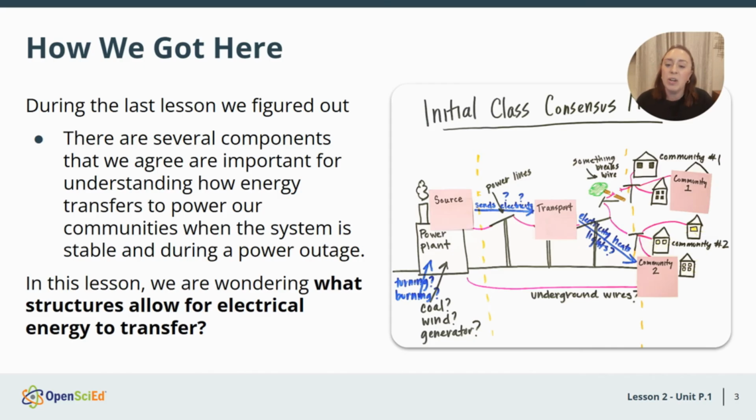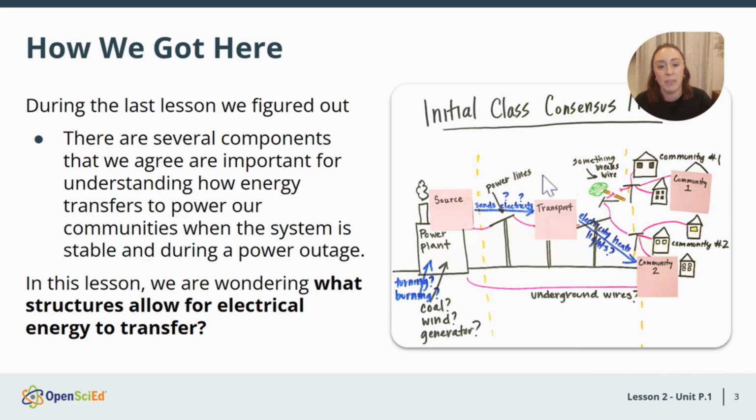Back in lesson 1, while we were investigating this energy crisis in Texas that happened in February of 2021, we really realized through our consensus model that while there's a lot that we don't understand around the power grid system, we do agree that there are several subsystems that need to work together in order for electrical energy to transfer. And we were really wondering in particular a lot about this transport part of our model.